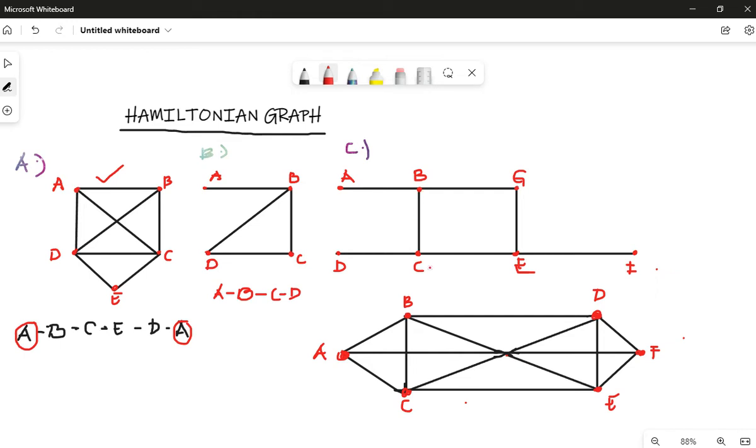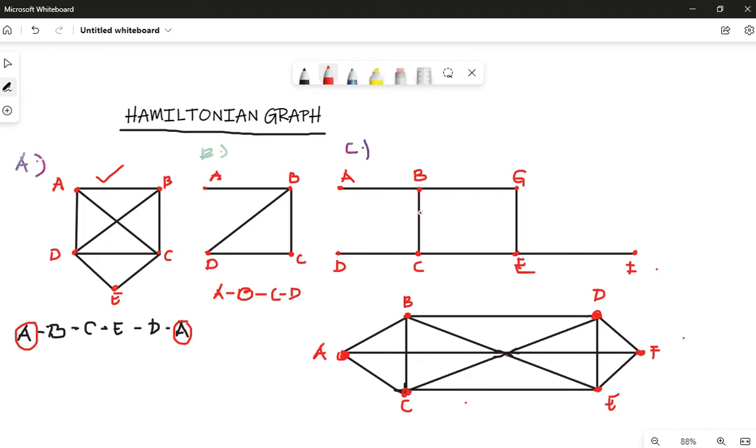Suppose we go to vertex C and then continue to vertex D. So we ended up with vertex D. We weren't able to use vertices G, E, and F. So that's not a Hamiltonian path.